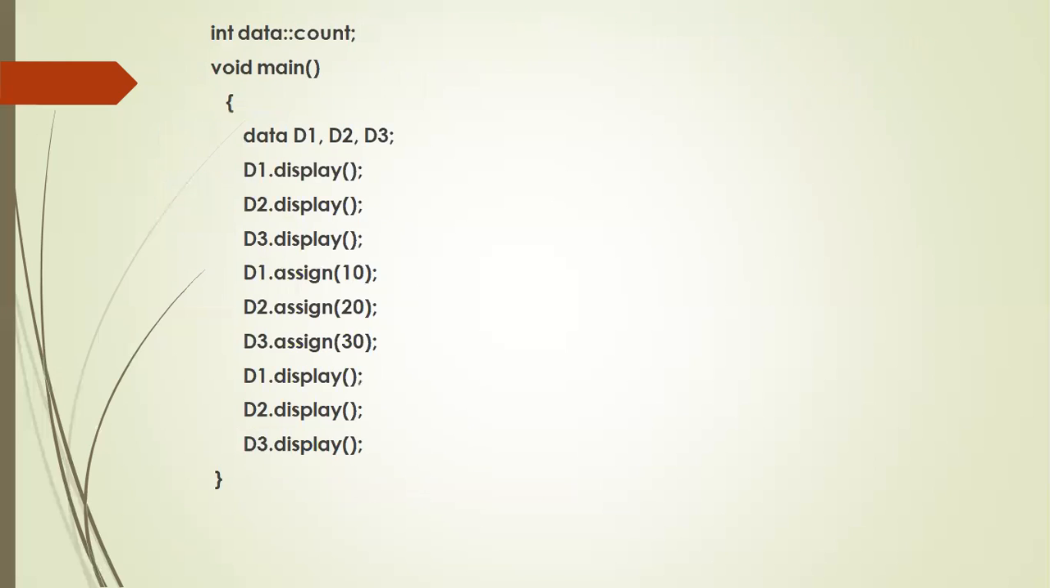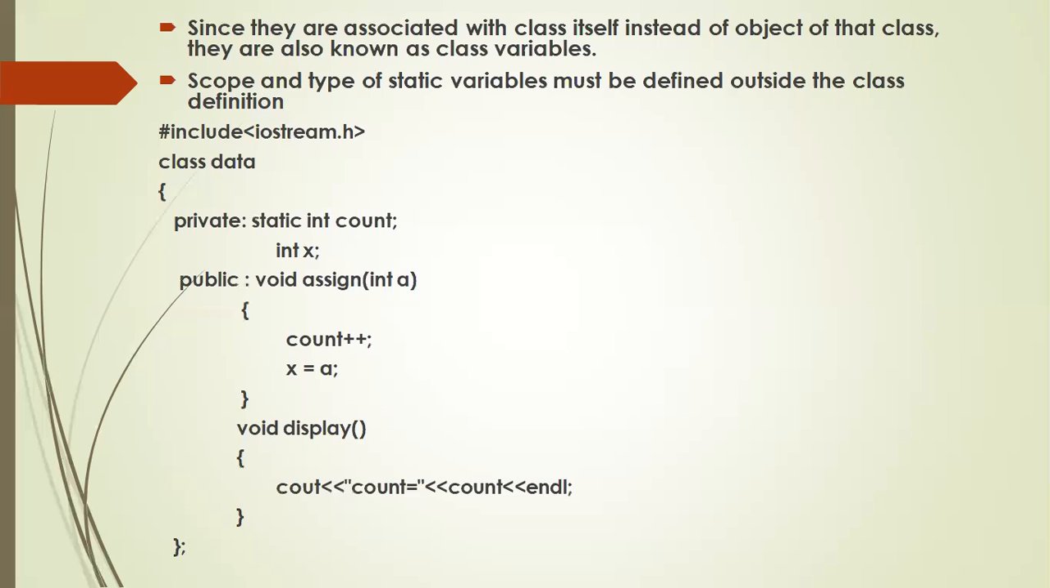Call the same assign function with the D2 object with a parameter value of 20. Again, the control goes to the assign function. Now a value will be 20. Count is incremented again. Already count is 1, now it is incremented, meaning count becomes 2. Now 20 is copied into x. Now D2.x will be 20. Already D1.x is 10, now D2.x becomes 20. The count value will be 2.